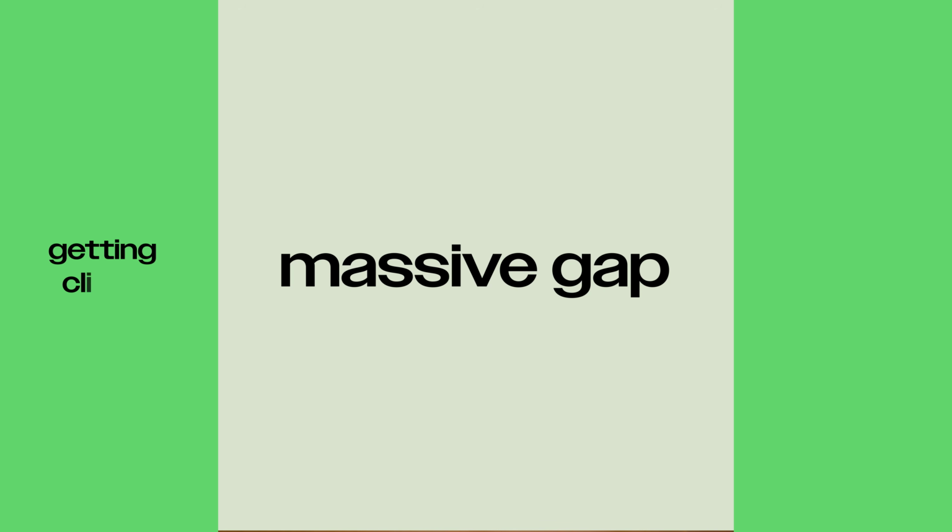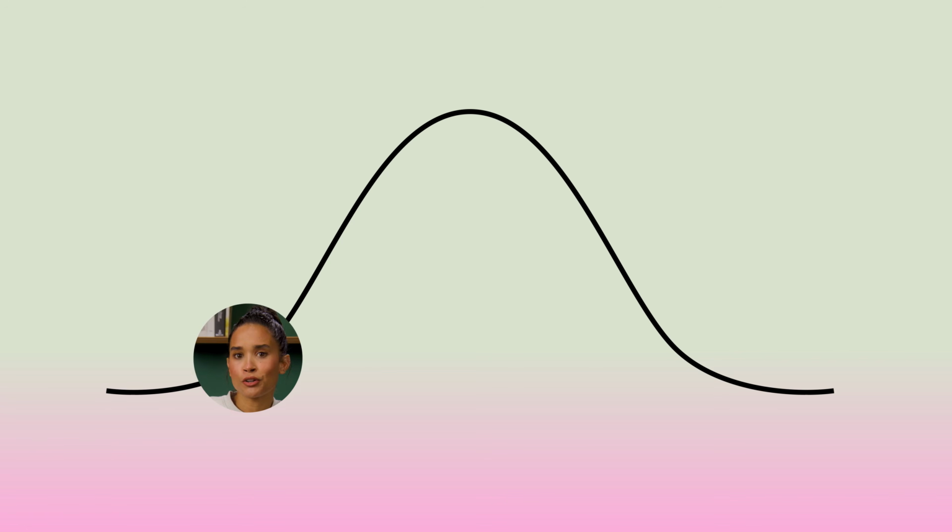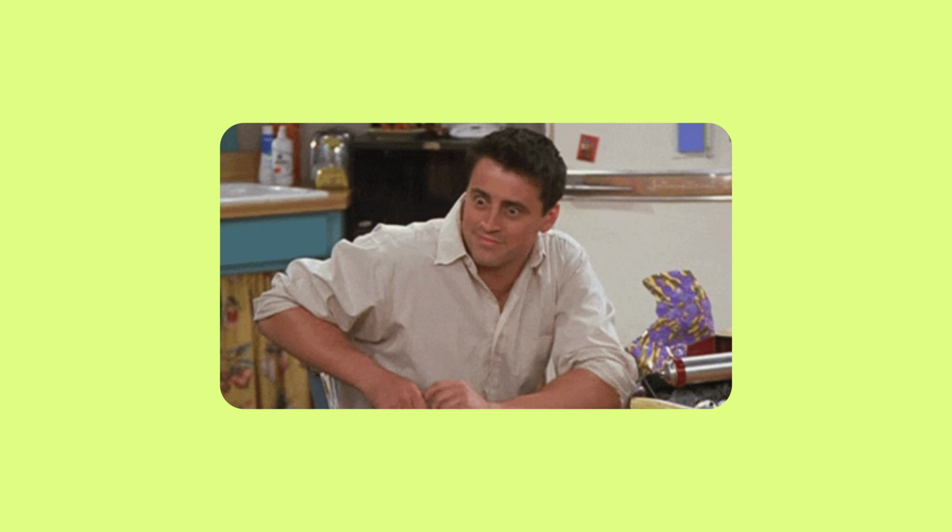Reality check. There is a massive gap between getting clicks and getting customers, and that's because Meta's AI just changed the rules of the game. If you're still using the 2019 playbook of micro-targeting and manual placements, you aren't just behind the curve. You're actively sabotaging your performance.